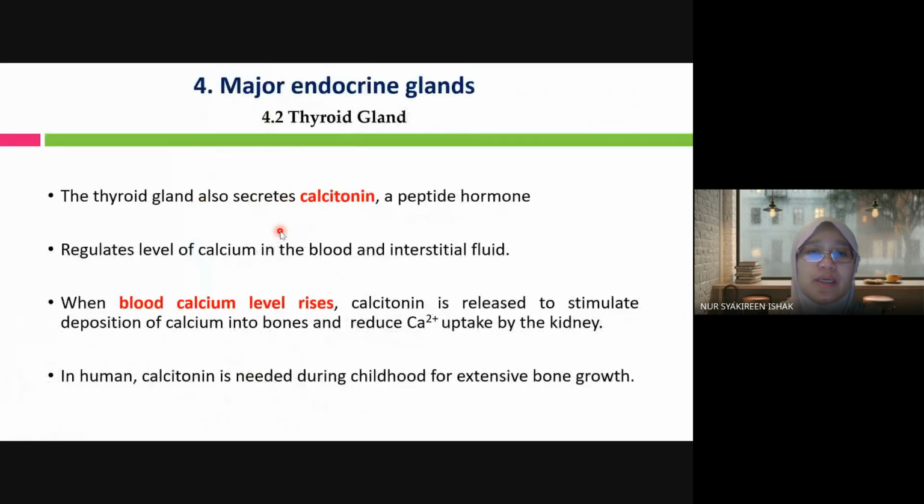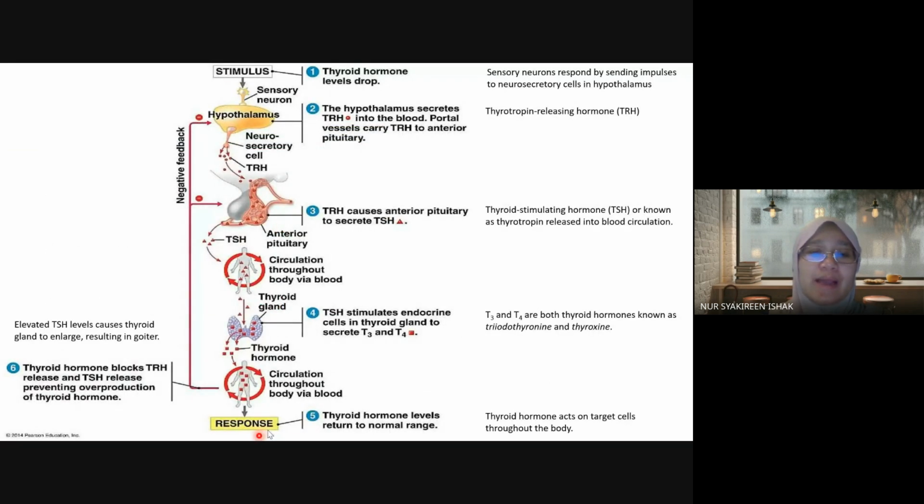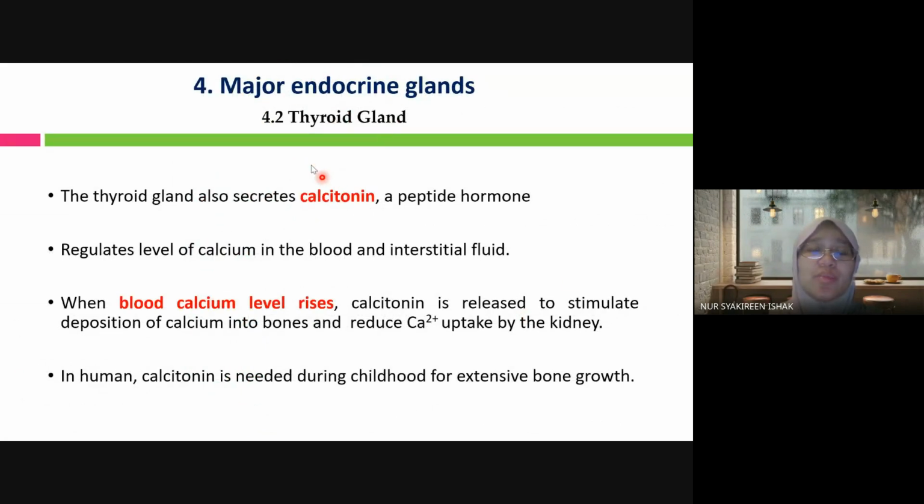So apart from the thyroid gland producing and secreting T3 and T4 for bioenergetics, so tadi heart rate, blood pressure and all, the thyroid gland is also involved in regulation of calcium level. So the thyroid gland secretes calcitonin, which is a peptide hormone, to regulate calcium level in the blood and also interstitial fluid.